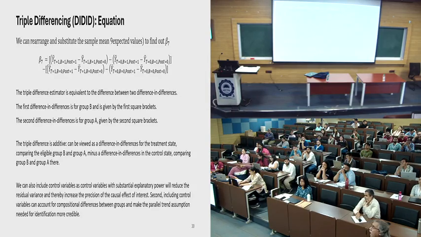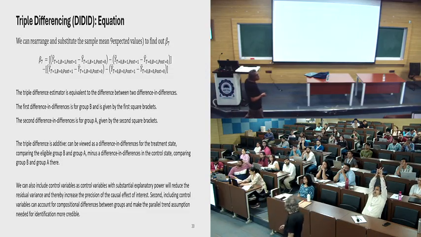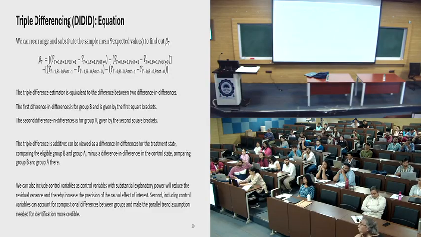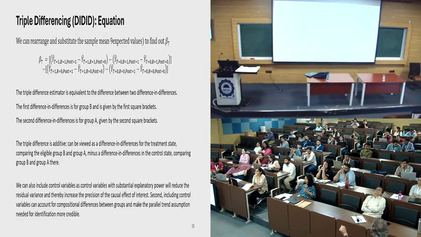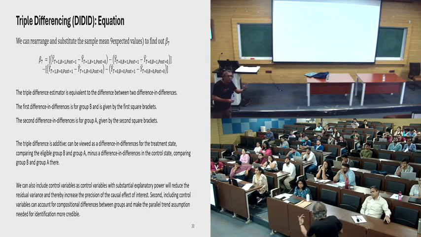So the way we can think of it, to find out what would be my beta 7, the triple difference is nothing but, given this equation, the difference between two difference-in-differences. How do I think of it? Note the first one is the difference for group B in the first square bracket, right? And the second one is the difference for group A given by the second square bracket. And I then take the difference of the first square bracket and the second square bracket, and hence I can think of it as nothing but triple differencing.